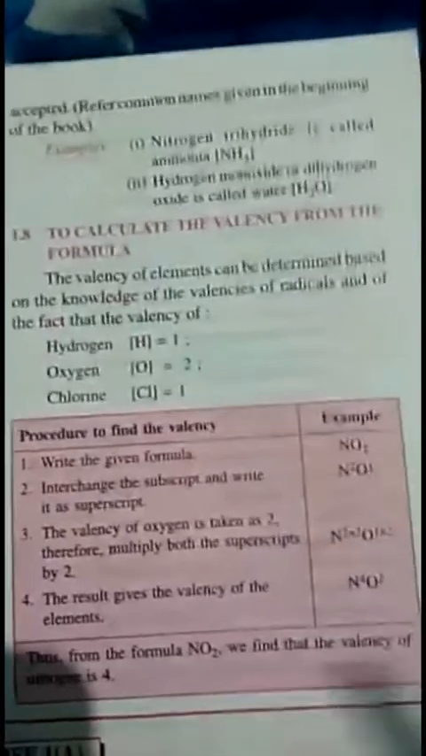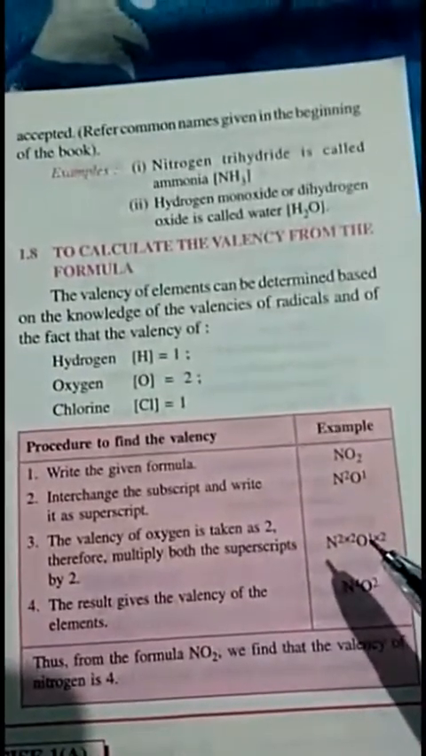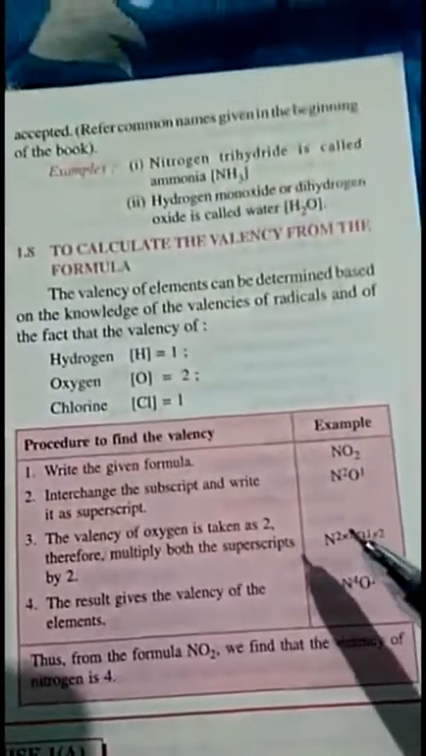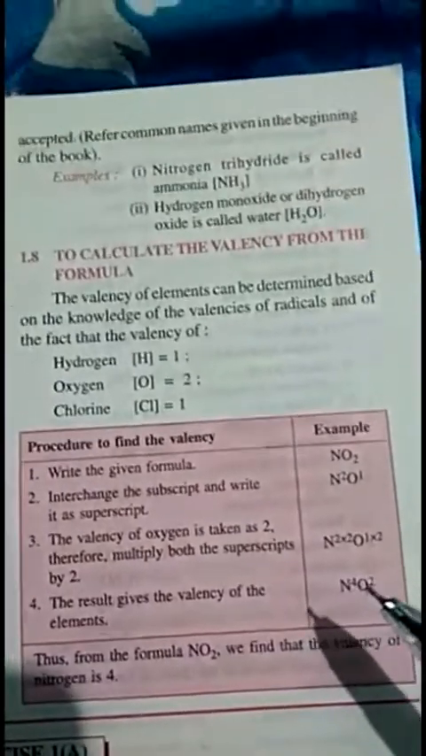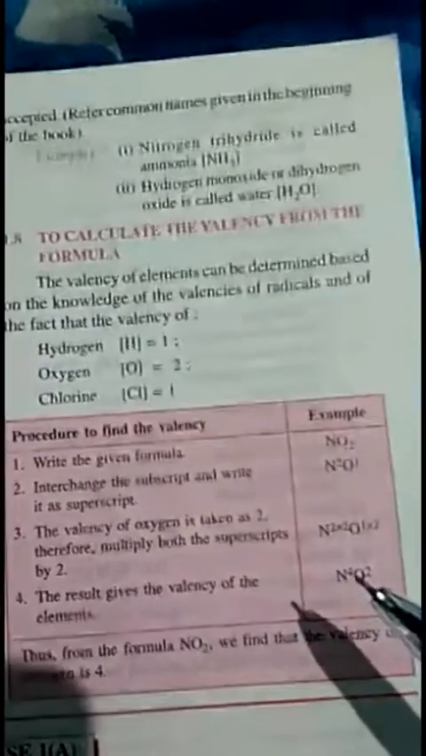N2O1. But we know that the valency of oxygen is 2, but here it is written 1. So we will multiply 1 into 2 and 2 into 2. It will come N4O2. So now the valency of nitrogen will be 4. That was it for this chapter 1A. Next day we will see chapter 1B.